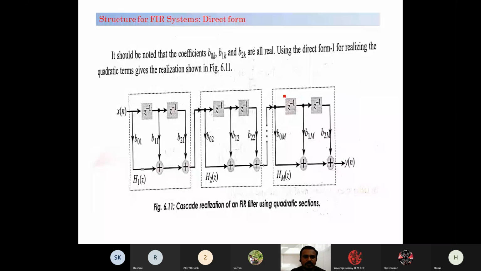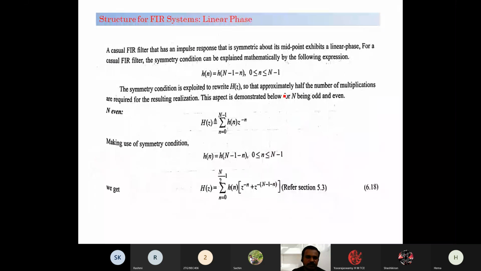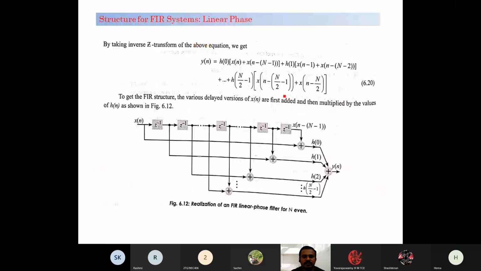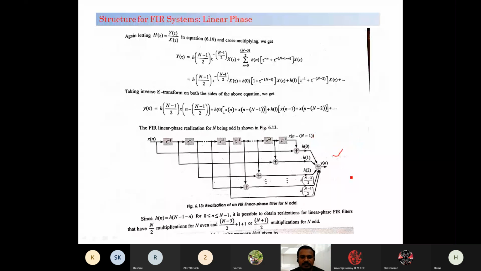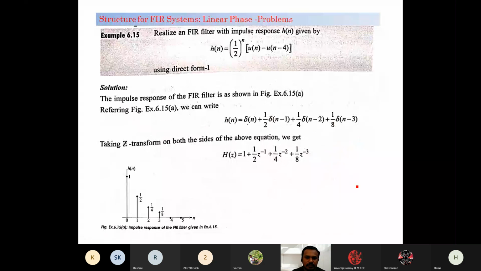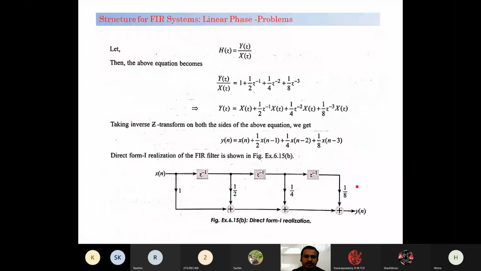Then we had a discussion about linear phase. Linear phase depends on the length of the filter, whether it is even or odd. So we had those structures. For the even case, the structure will be like this, and for odd, it has a different structure. Then we solved some examples on these structures.